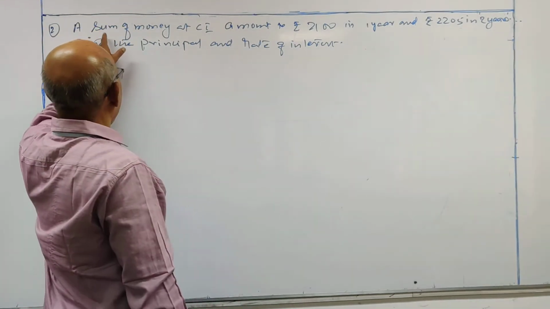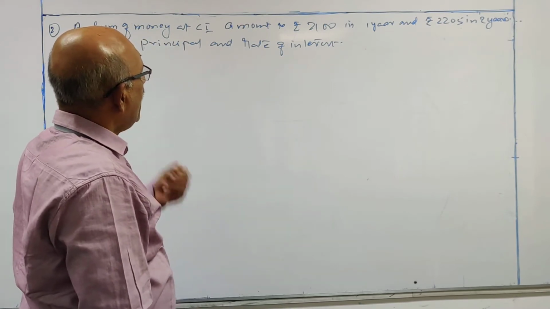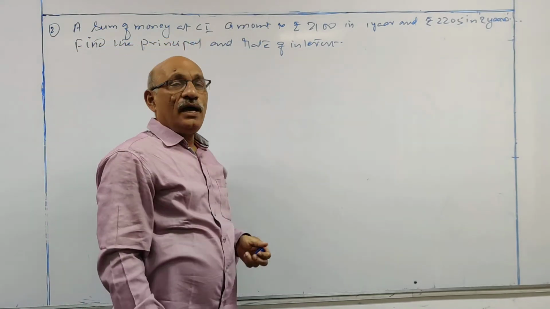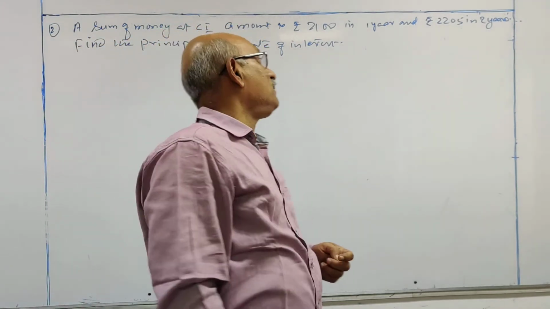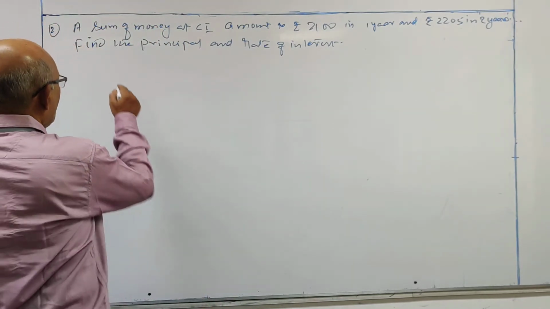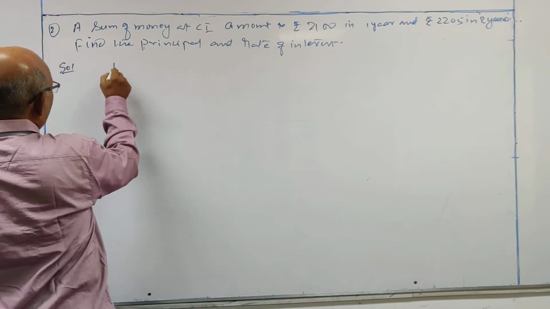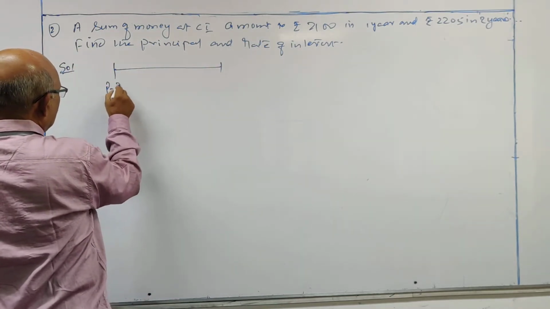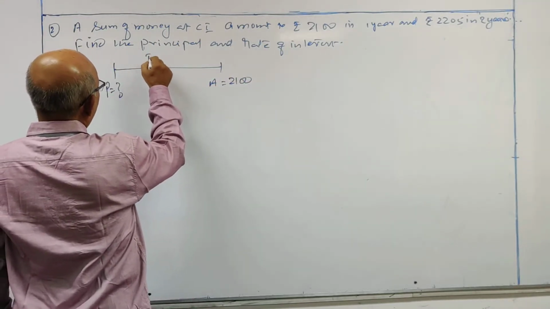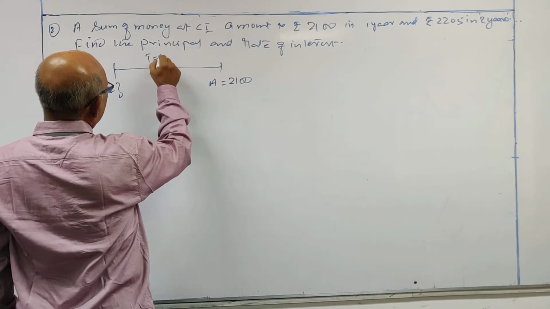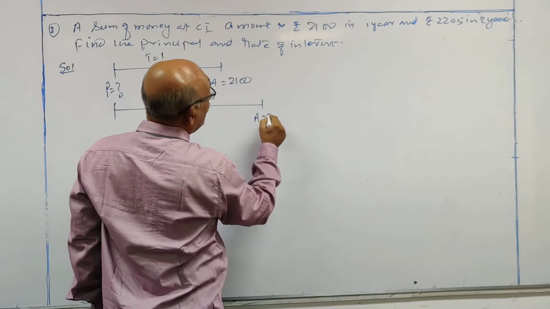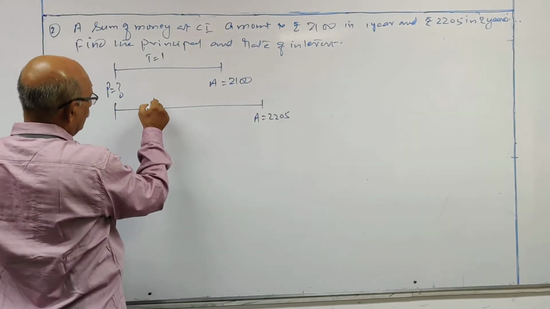Now, look at the question. A sum of money at compound interest amounts to rupees 2100 in 1 year and rupees 2205 in 2 years. So look at the solution part of this. Principal is question mark. Amount is equal to 2100. T is equal to 1 year. The same principal will become 2205 in 2 years.